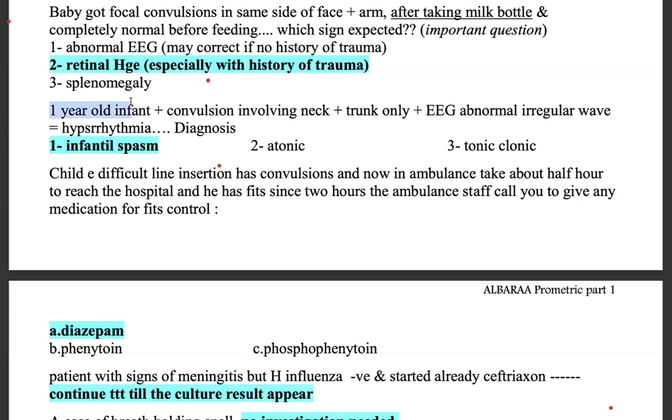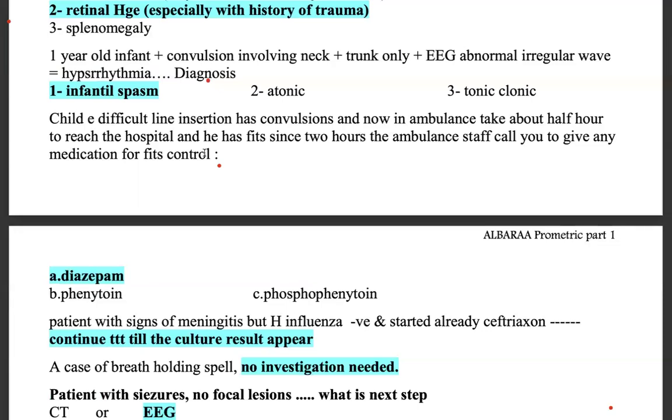So, a 1-year-old infant with convulsions involving neck and trunk only. EEG abnormal, irregular wave, that is hypsarrhythmia. It is very clear. In a 1-year-old infant you see convulsions particularly involving neck and trunk. We know the salaam sign: neck and trunk flexion and extension of the arms. And hypsarrhythmia means the diagnosis is infantile spasm. So this is not a difficult question.